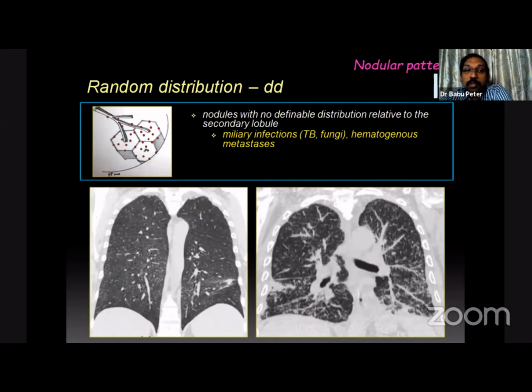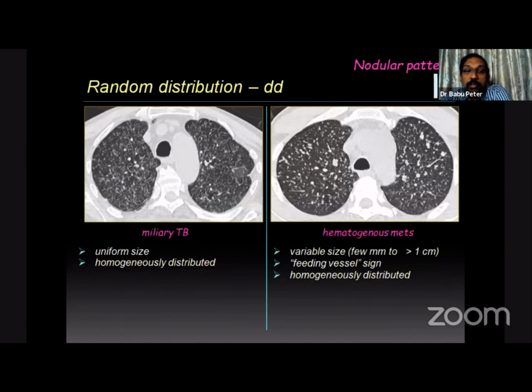Typically, the random distribution of nodules is seen with miliary tuberculosis, which is also called a miliary pattern, which can be seen with tuberculosis or fungal infection and hematogenous metastasis. By definition, the miliary pattern is defined as tiny uniform sized nodules, just 1 to 3 millimeters in size, in a bilateral symmetric distribution. So this is the classic appearance of miliary tuberculosis, which is uniform sized and homogeneously distributed.